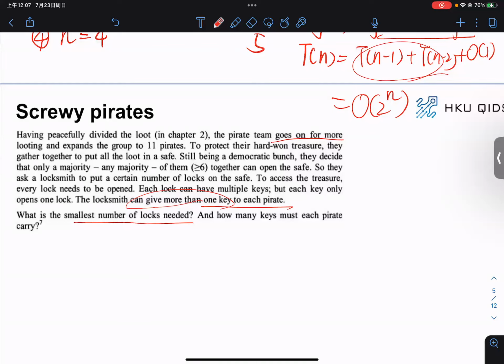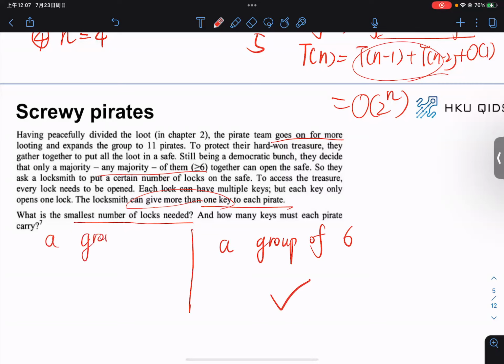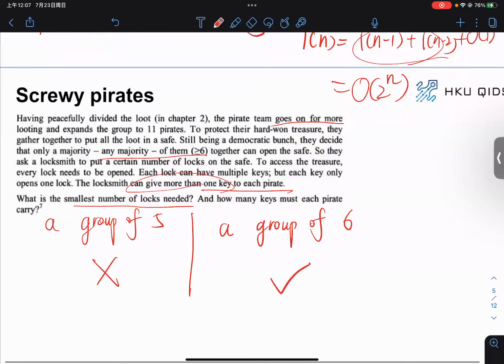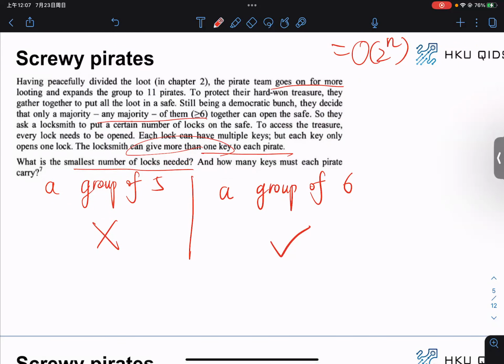So the key is how to think about this question. The key is that for any majority, as long as there is a group of six, they can open it, right? But a group of 5, they cannot open. Which means for any group of 5 people, they should not have the ability to open that lock, right? So there must be a special lock targeting any such group of 5 people. In total, there are 11 pirates, and we are going to choose 5 people from them.